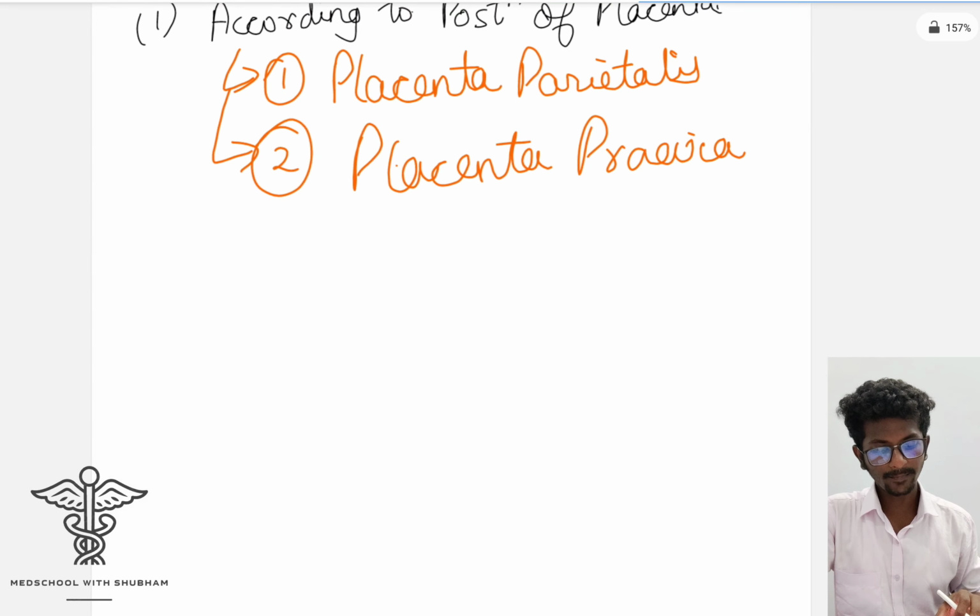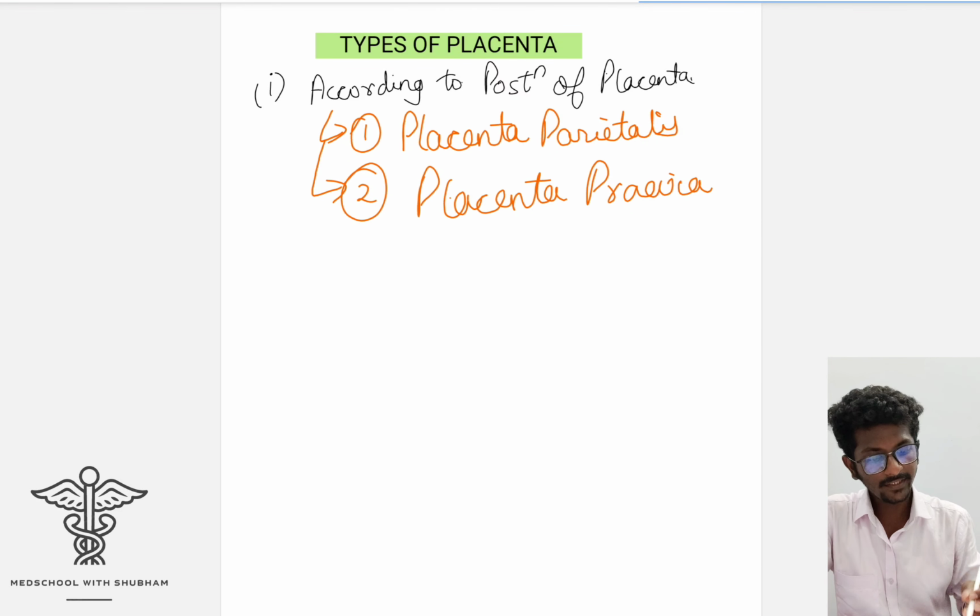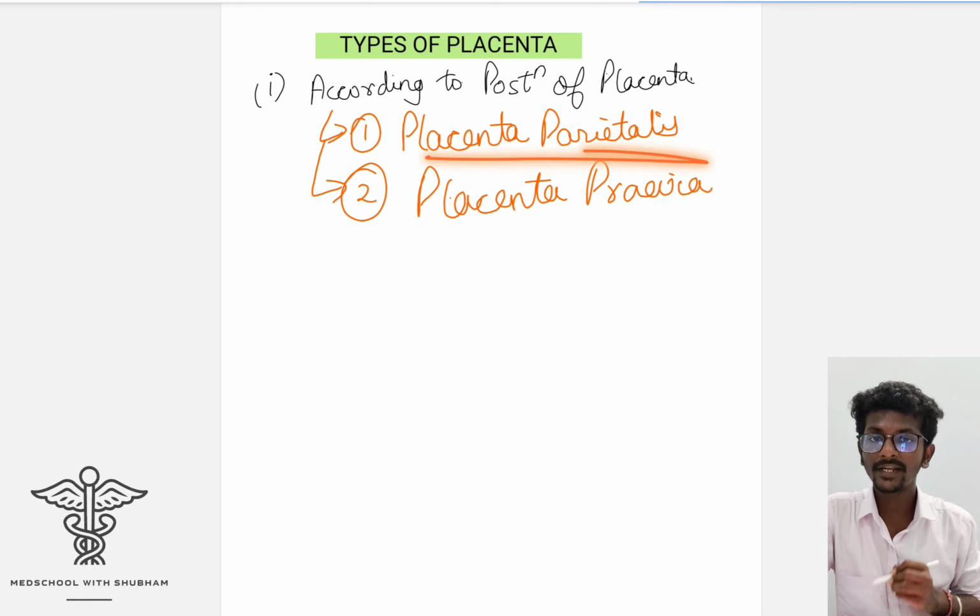So what is placenta parietalis? Usually the placenta is seen on the posterior wall of the fundus of the uterus. But if it is seen on any other wall, that is on the anterior wall or on the side wall of the fundus of the uterus, then it is called the placenta parietalis.